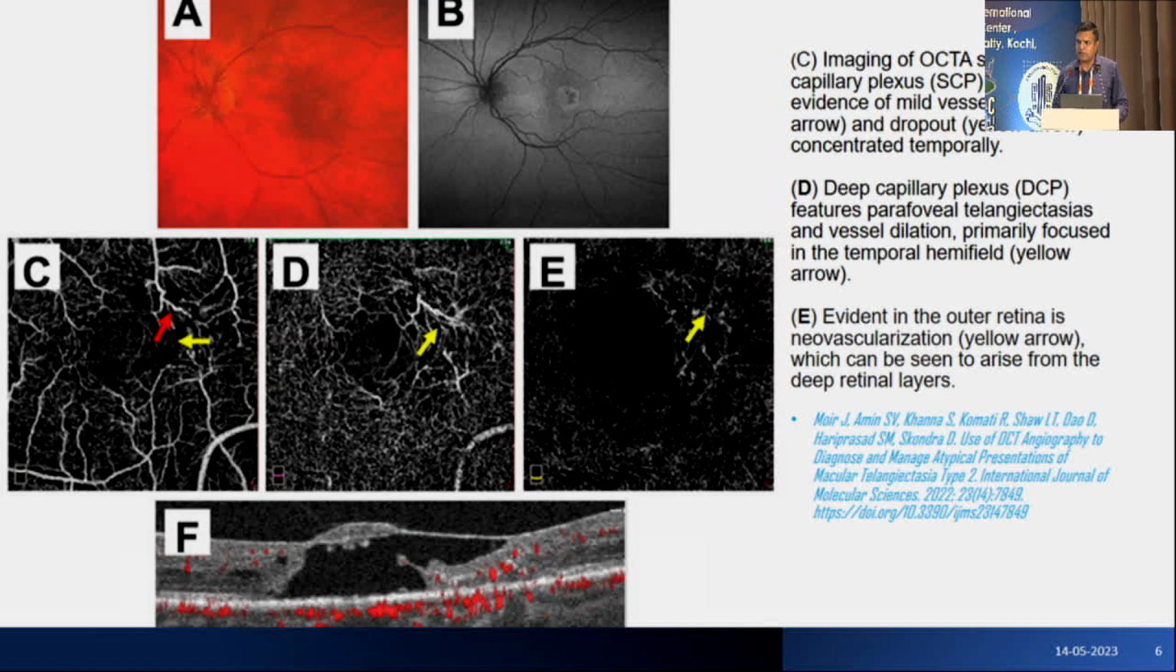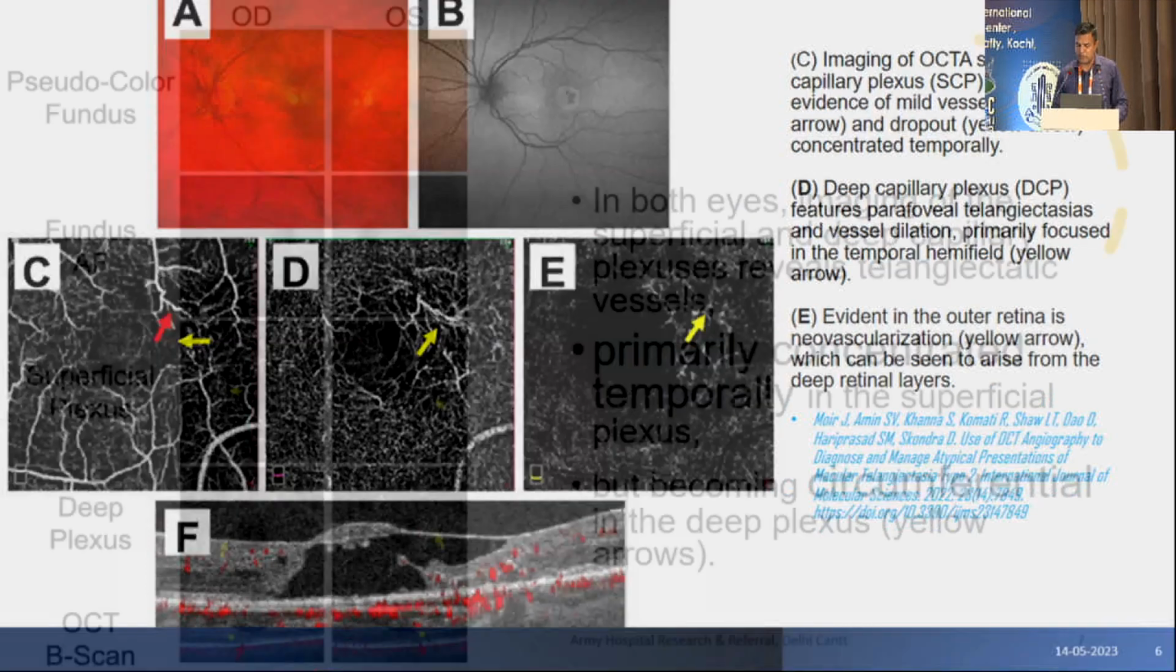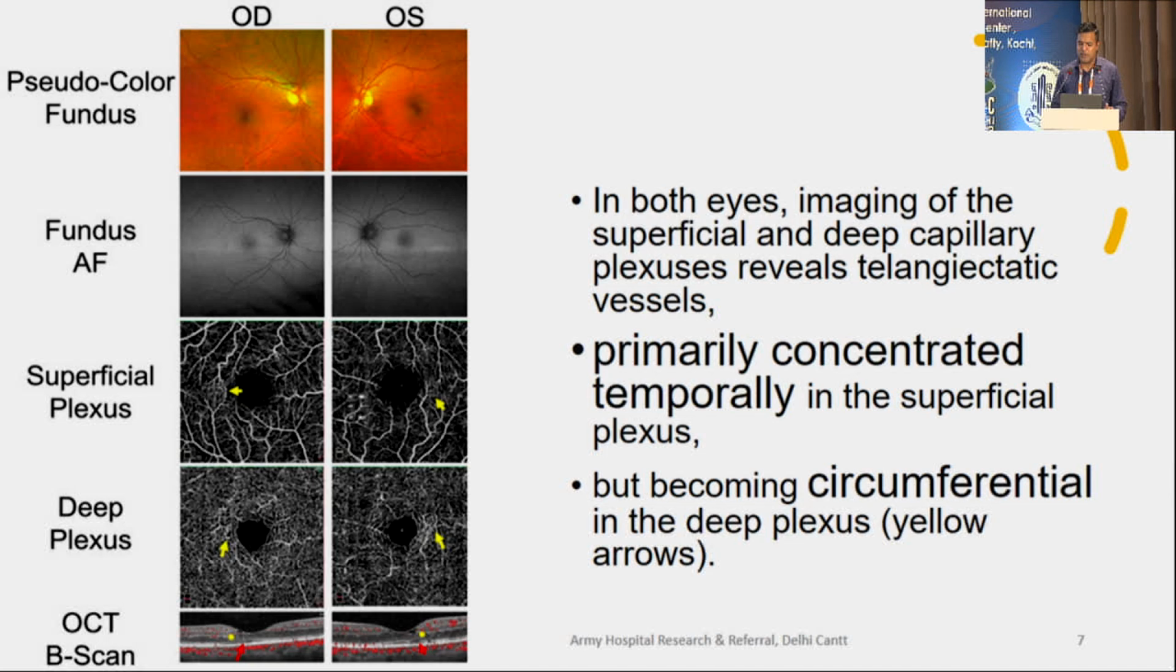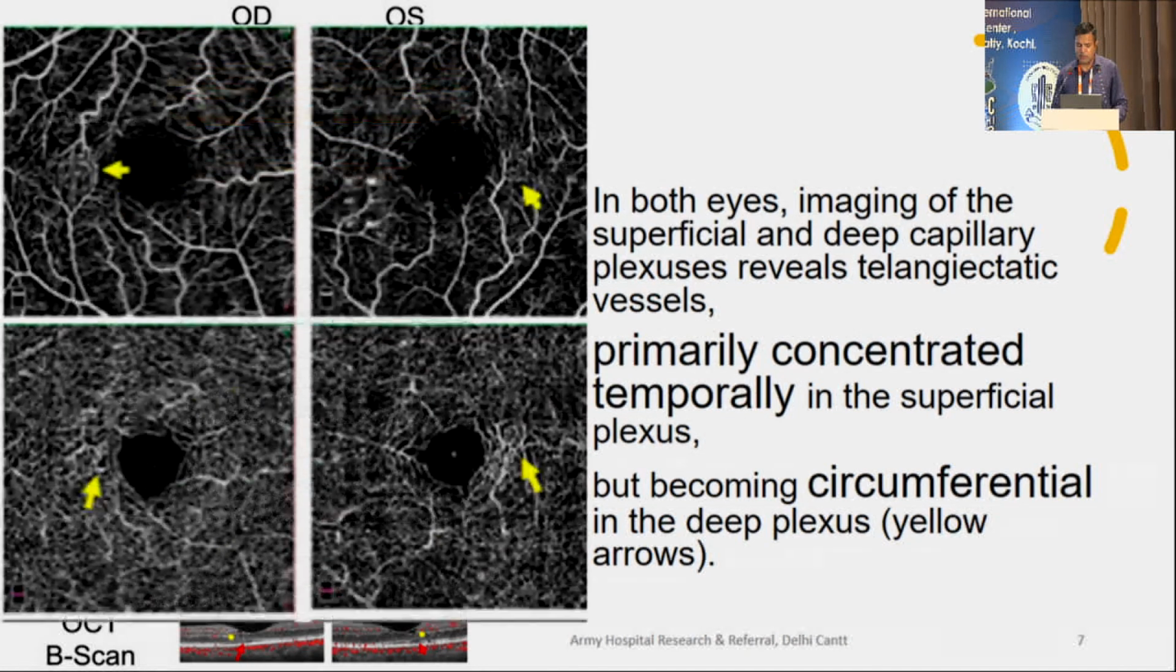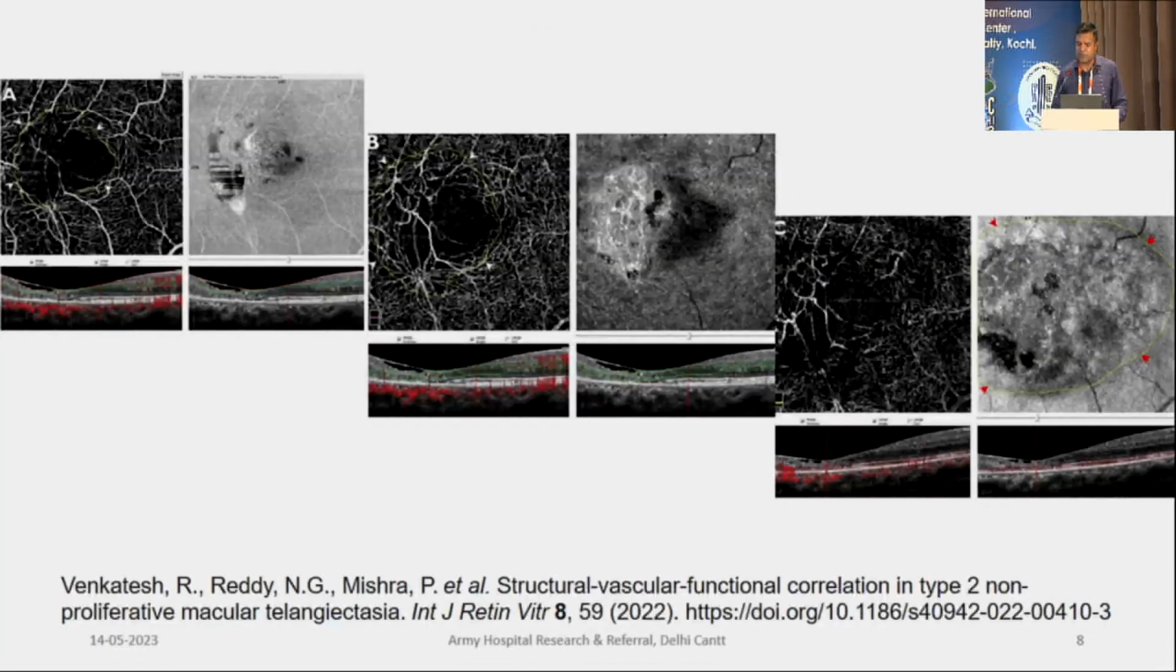But the main changes occur in the deep capillary plexus where you see vascular dilatation and these beautiful telangiectasias. And it has been said that they are concentrated temporally in the superficial capillary plexus only, but when you go to the deep capillary plexus, these changes occur symmetrically around a ring around the fovea. And this is where you can appreciate that the yellow arrows in the upper slide show the superficial capillary plexus changes temporally, while the lower ones show a more circumferential kind of affliction.